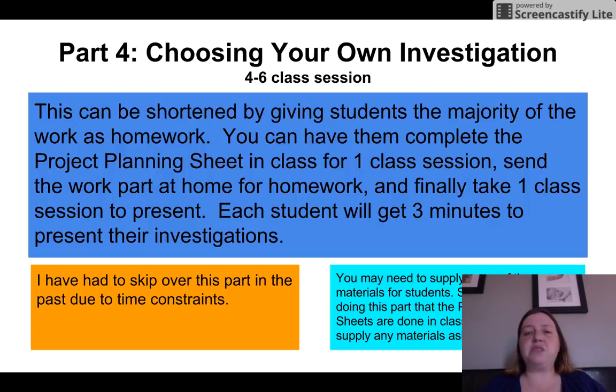Give them 2 weeks, 1 week, however long you need to do, and then you come back and each student will present, and this will be your second class session. The students will present their 3-minute presentation, 1 minute for questions, and then the next student is up. Sometimes I do have to skip over this part though for time constraints. You may need to supply some materials for the students, such as a snail or a crawfish, depending on whatever they're doing, maybe even a germinated seed.